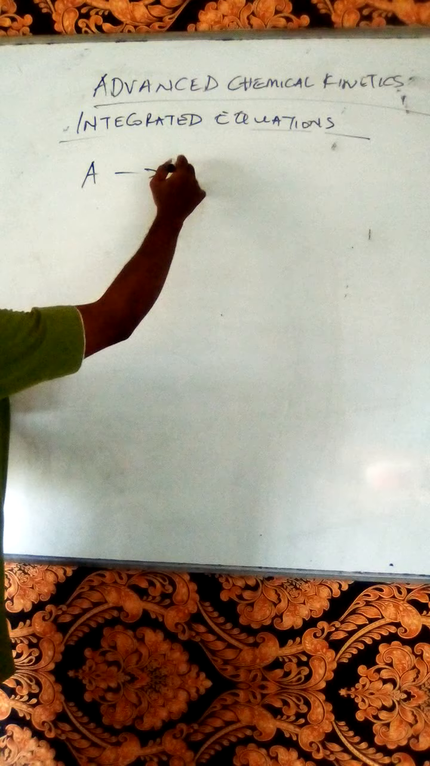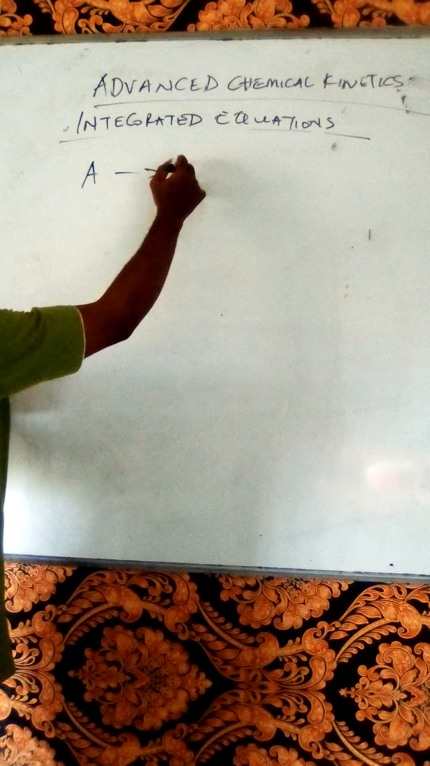Welcome to the third part of this tutorial, Advanced Chemical Kinetics. Now we're going to look at how we can derive the integrated form of zero order and first order reactions. Let's start with zero order reaction.